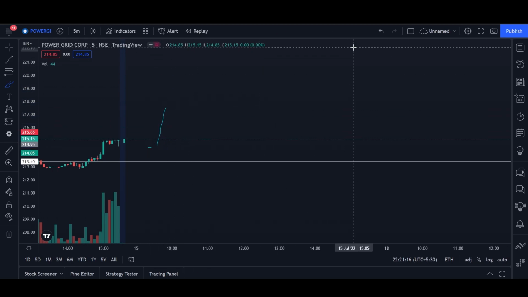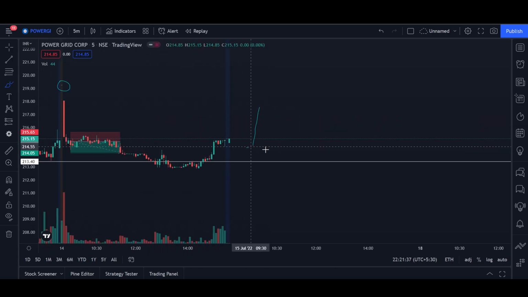There is no exact time to exit the trade, but by 9:35 to 9:40, let's say, you should enter into the stock. So that is how you can take a bullish trade.